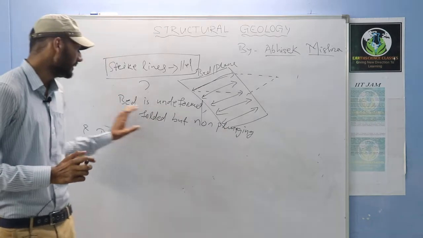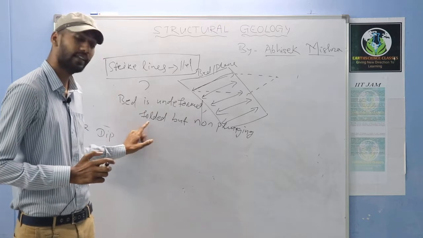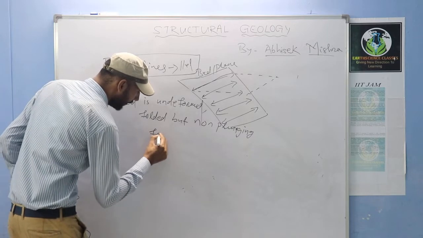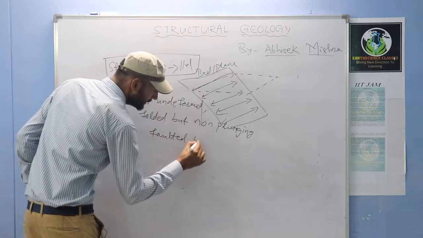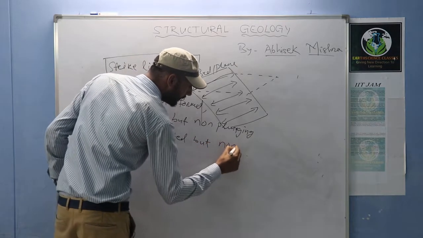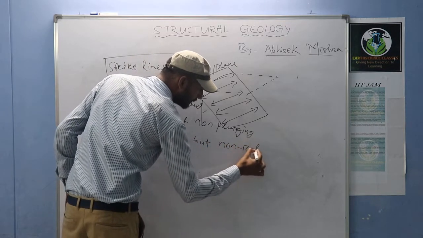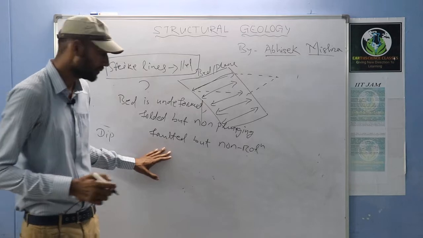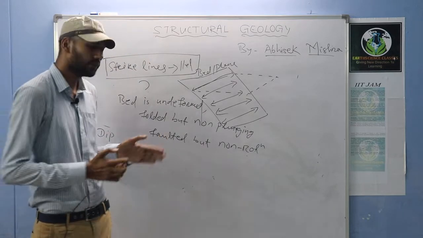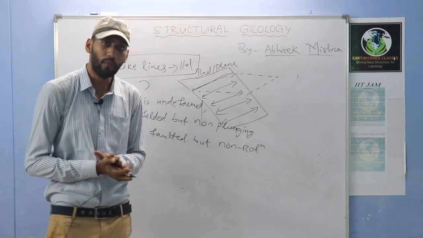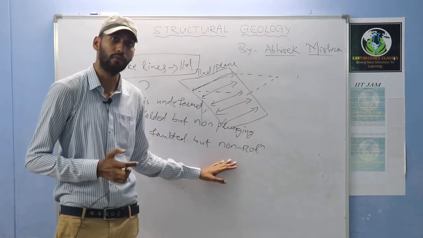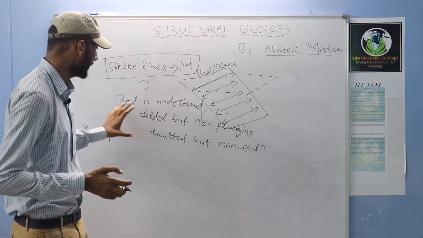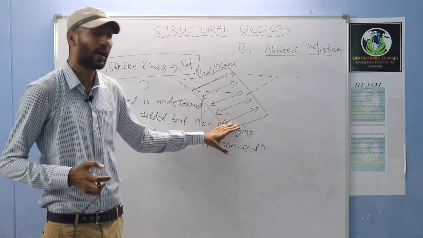I have answered this: if the bed is undeformed, or folded but non-plunging, or if it is faulted but with a non-rotational fault, that is, the fault is not rotated on the fault plane. Again, it is a new term if you are doing your BSc. If there is any movement and it is non-rotational, then in these conditions you will get parallel strikes. If it is rotational, the case will be different.